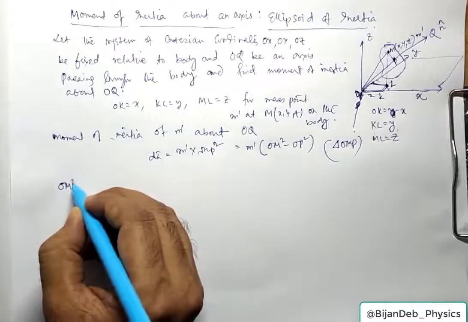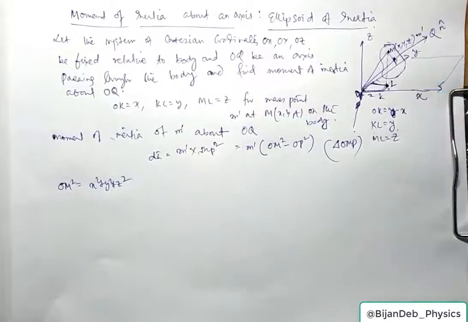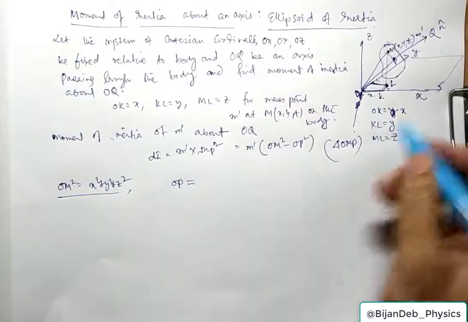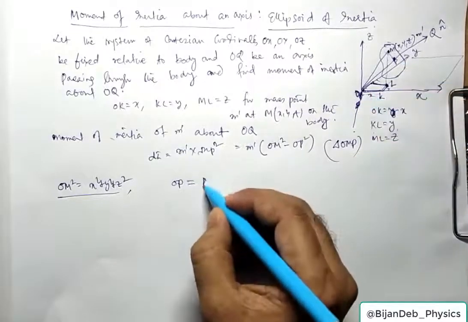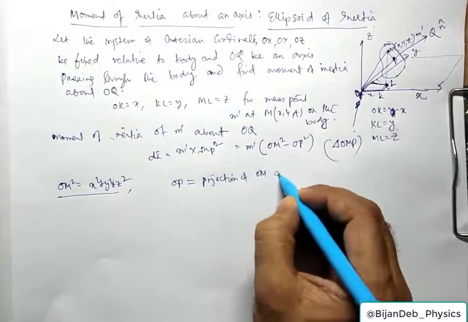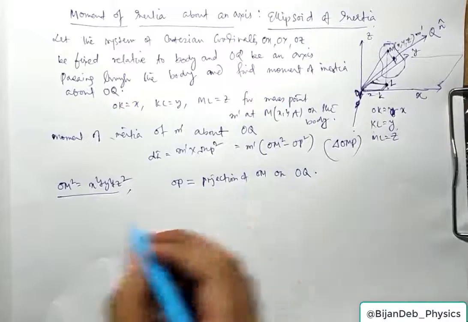Now what is OM square? OM square is x square plus y square plus z square. Obviously the coordinate is x, y, z, so the distance will be this. Now what is OP? OP is the projection of OM on OQ. This is very important, you should remember.